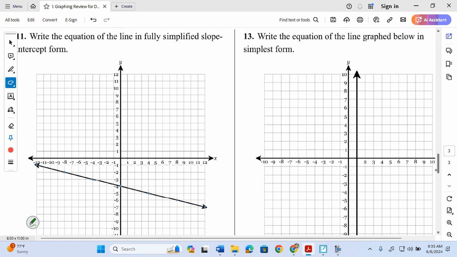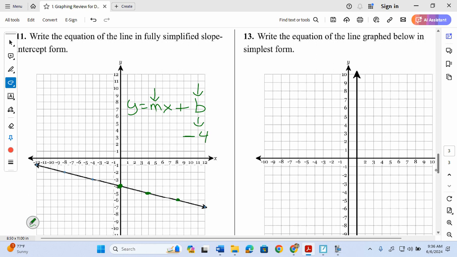Here's 11. Find the equation of the line in fully simplified slope-intercept form. All right, so I copied this from Delta Math, and as we can see, they gave us some points, which was very nice. Thank you, Delta Math. And so we know we've got this form, y equals mx plus b. And that is our slope. That's our y-intercept. So let's look. I see our y-intercept right here. That's -4. So for this part, we're going to write -4.